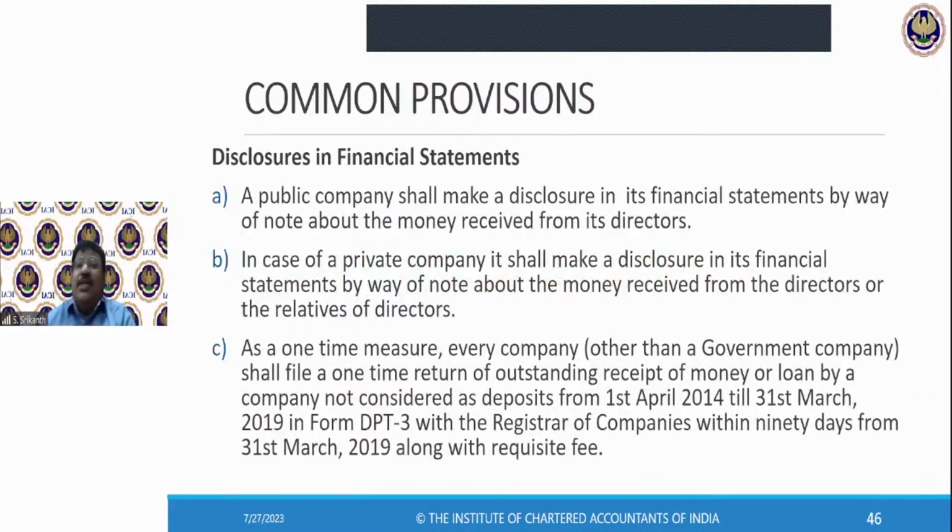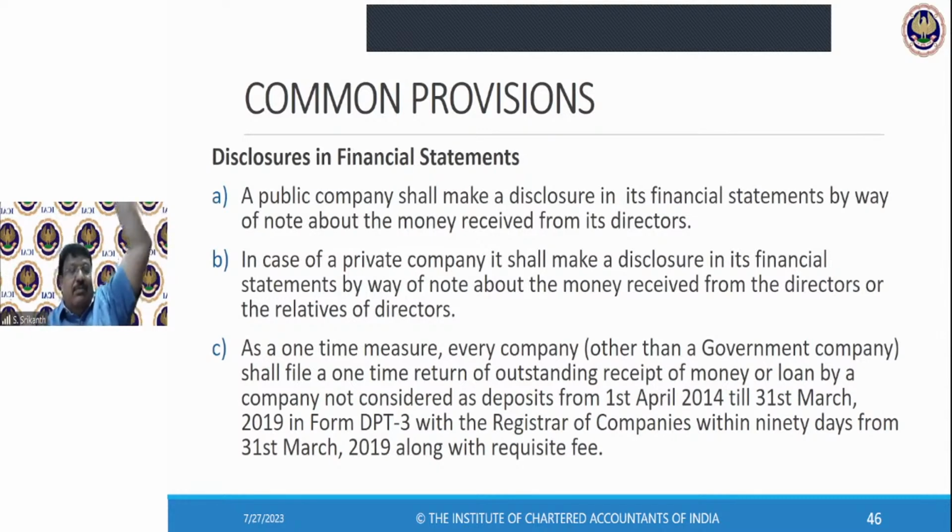So a public company shall make a disclosure in its financial statements by way of note about the money received from its directors. Wherever it's receiving from directors, because it is exempted now. So they want to know whether they are really giving from their own money or from outside. So it has to give a note of directors. In case of a private company, it should disclose in its financial statements a note about money received from directors or from relatives of directors.